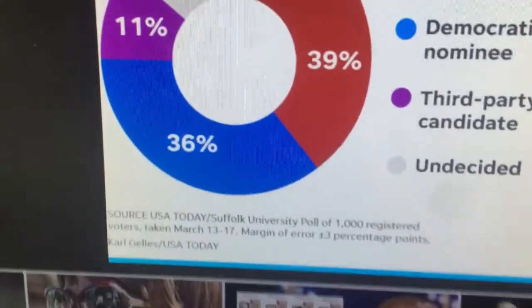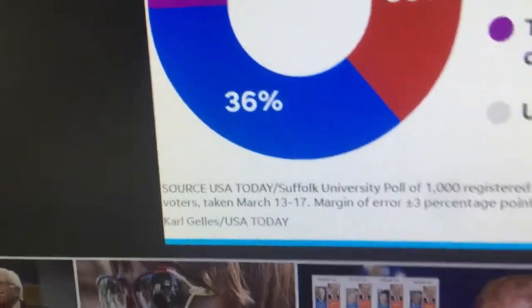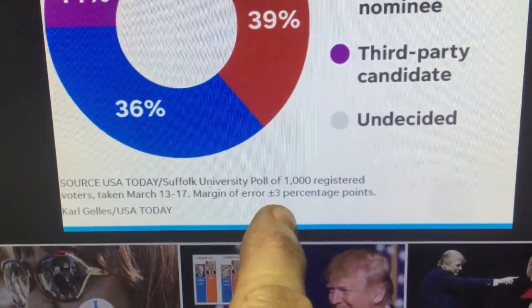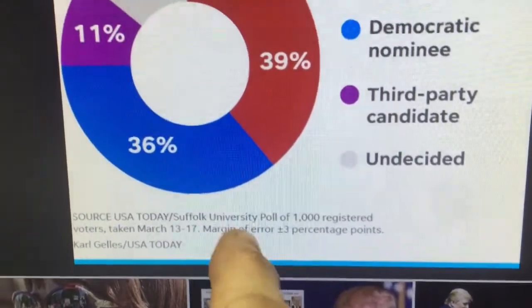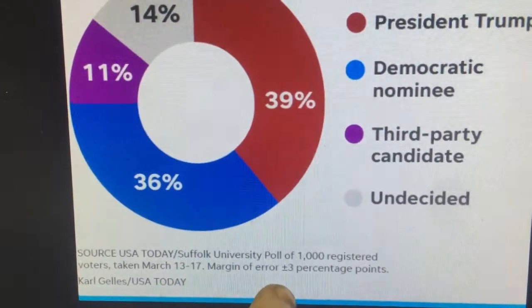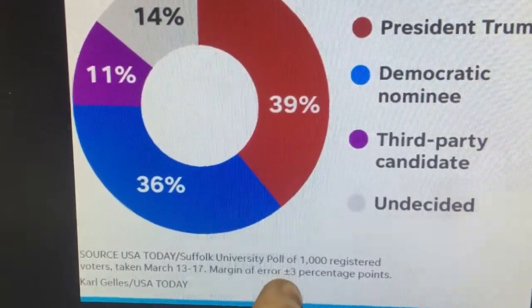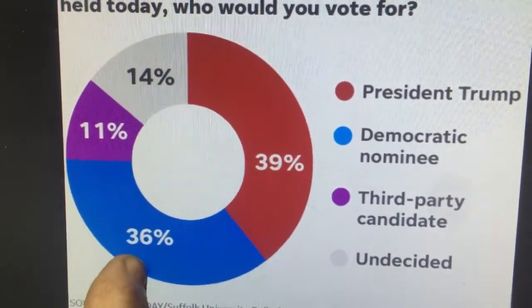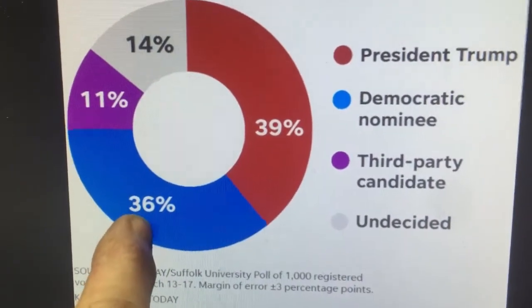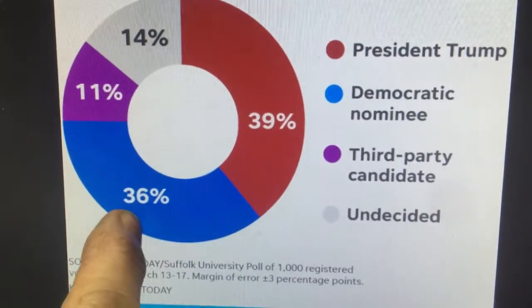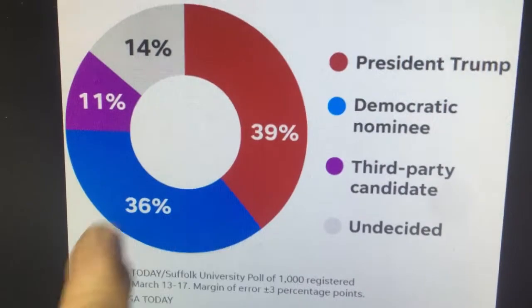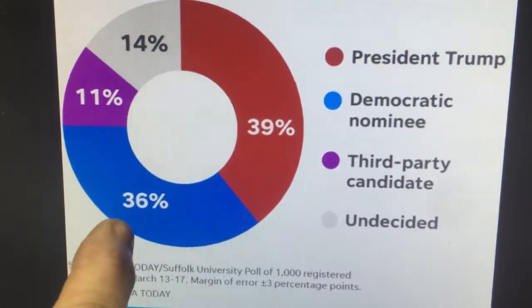And if you notice down here at the bottom, it says right here, the margin of error is plus or minus 3 percentage points. There's a margin of error of 3 percentage points, which means plus or minus. Right here, this is the Democratic nominee. If I add 3 percentage points, that'd be 39. If I subtract 3 percentage points, that'd be 33. So really it's between 33 and 39.